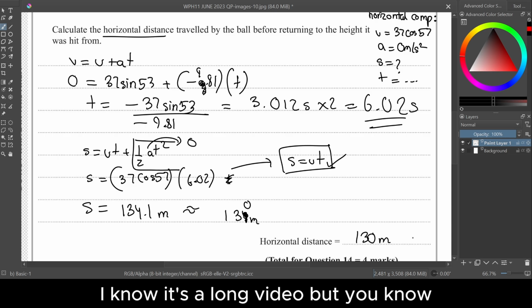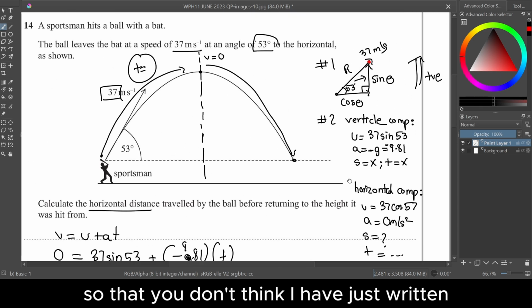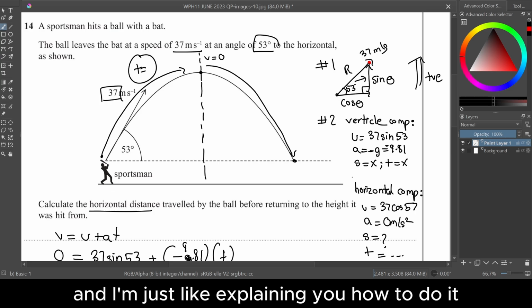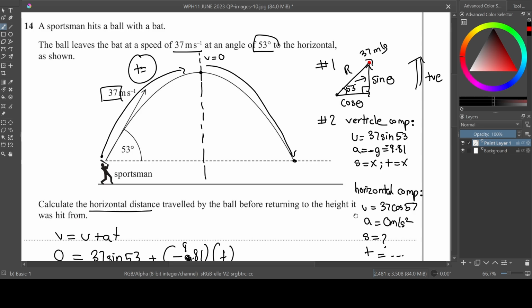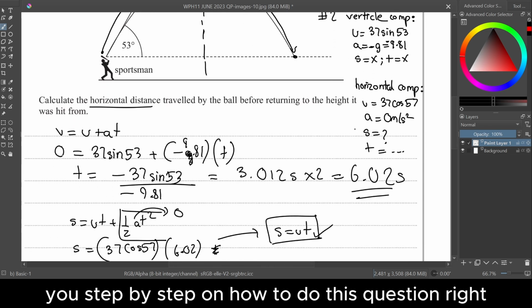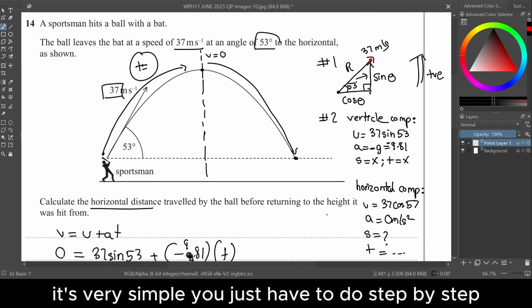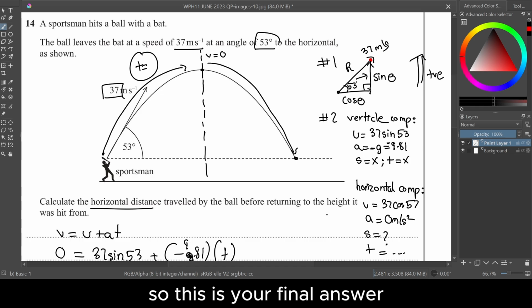I know it's a long video, but I'm just doing it with you so that you don't think I have just written the answer somewhere and I'm just explaining how to do it. I did this whole thing with you, and I'm explaining step by step how to do this question. It's very simple. You just have to do it step by step in order to understand everything. So this is your final answer.